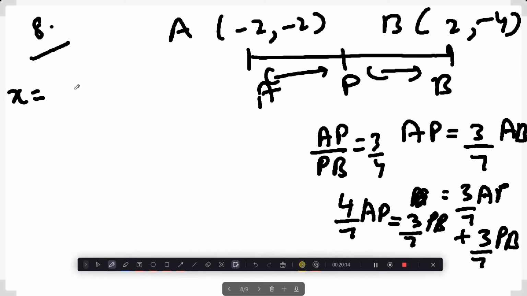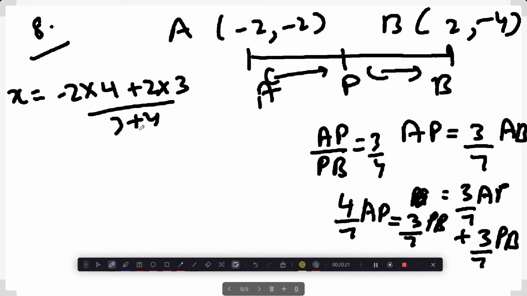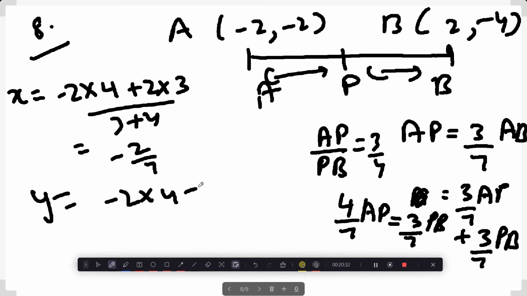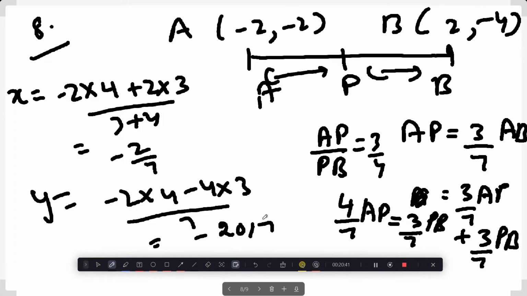It should be fast. What is x? Minus 2 into 4 plus 2 into 3, 3 plus 4, minus 8 plus 6, minus 2 by 7. Y equal to minus 2 into 4, minus 4 into 3 by 7, minus 8, minus 12, minus 20 by 7. So the coordinates of the point P are minus 2 by 7, comma, minus 20 by 7.